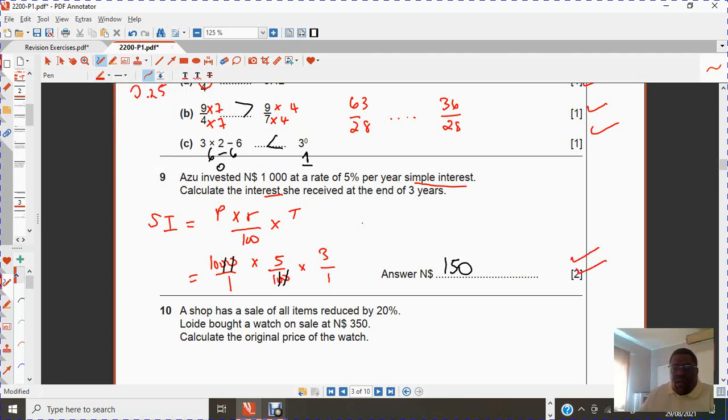Okay, so you're going to get a mark for your method. So please, very important that you show your method.